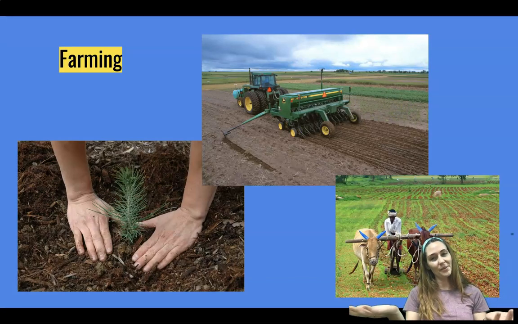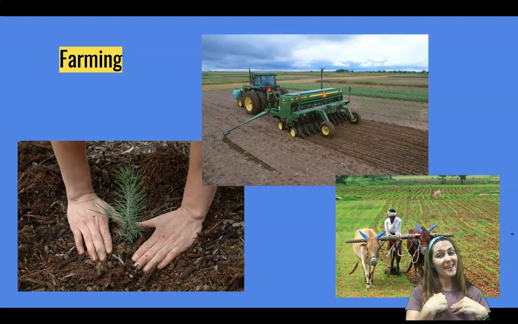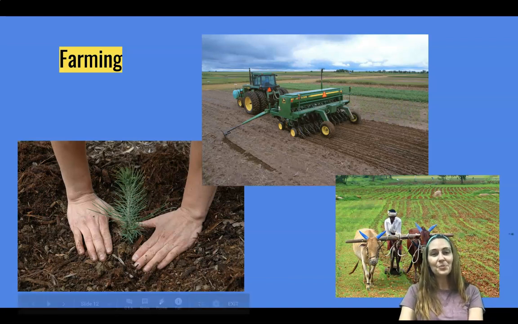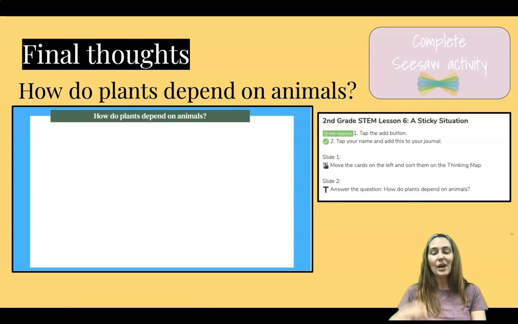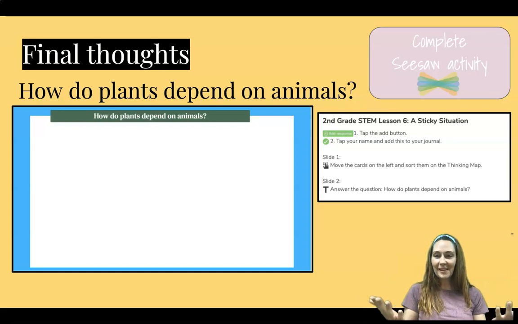And then there's also one other way, and seeds, or plants, depend on animals known as humans to farm and really grow a lot of our plants. So that's really one of the main ways that we spread seed. So what you're going to do is log into your Seesaw again, and answer: how do plants depend on animals? Think about all the different ways seeds move and how animals are involved, including humans.